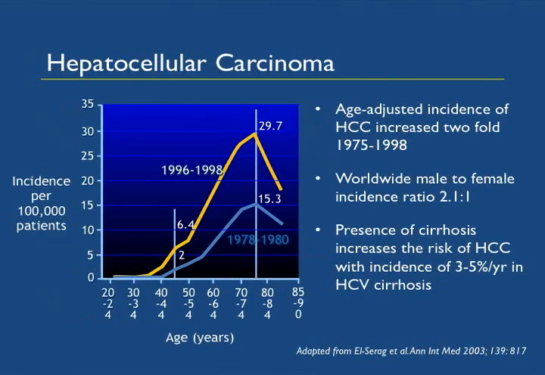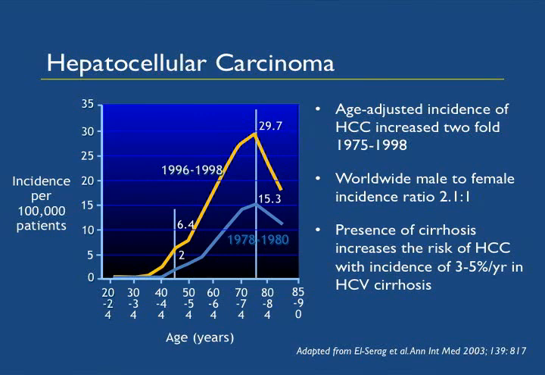Hepatocellular carcinoma, a dreaded complication of cirrhosis, has also been rising. Hepatocellular carcinoma is now the 5th most common cancer worldwide and the 3rd most common cause of cancer mortality. Hepatocellular carcinoma accounts for 85 to 90% of primary liver cancers. The age-adjusted incidence of hepatocellular carcinoma has increased at least twofold between the periods of 1975 to 1998, and this has continued to rise steadily, particularly in the VA, where there is a high incidence of hepatitis C and a growing number of patients with non-alcoholic fatty liver disease.